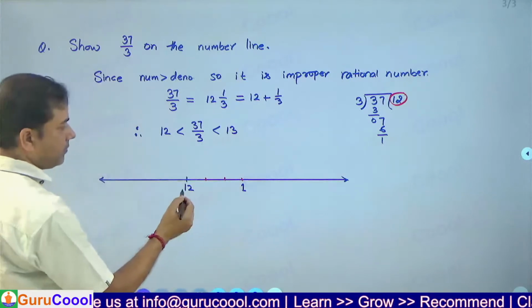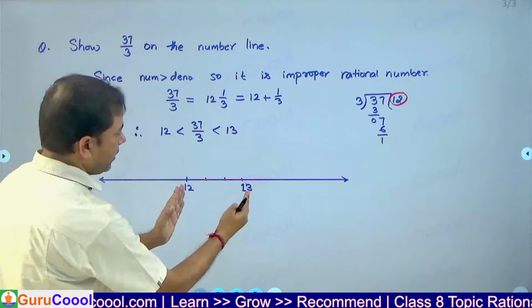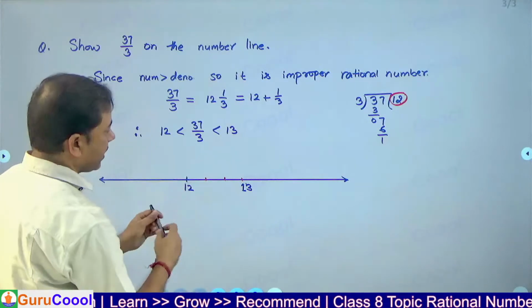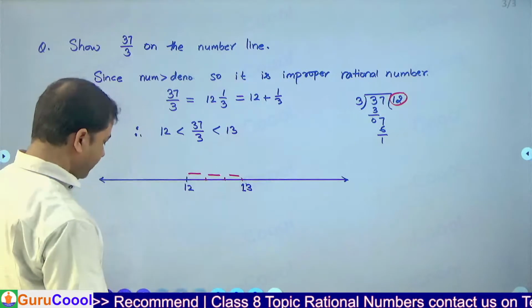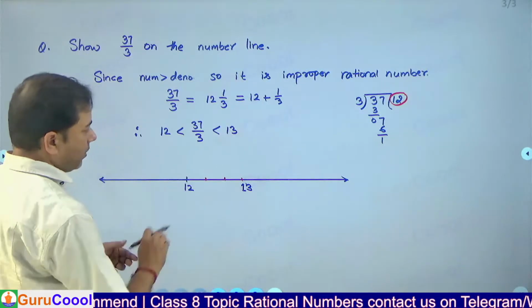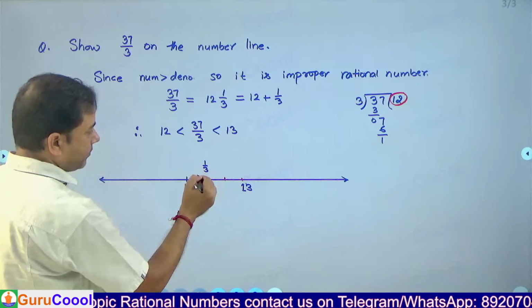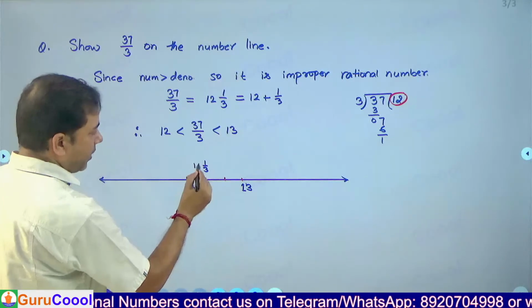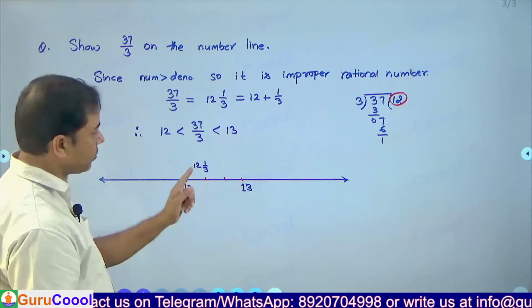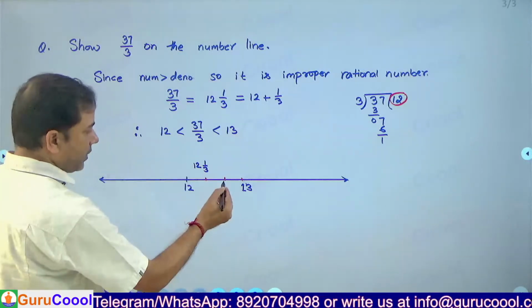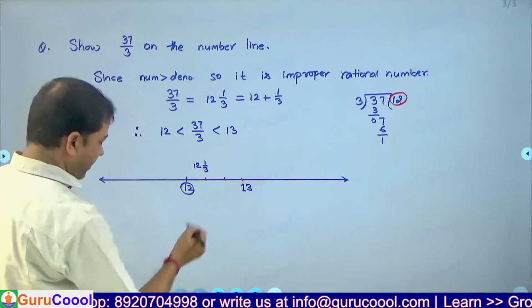After 12 and 13, between 12 and 13 we have 3 segments. First segment, second segment and third segment. 3 segments. The first point after 12 represents 1 by 3. We can say 12 and 1 by 3 because 12 is already there, extra 1 by 3, so 12 and 1 by 3. This point 12 is already here and extra 2 by 3, it's 12 2 by 3.